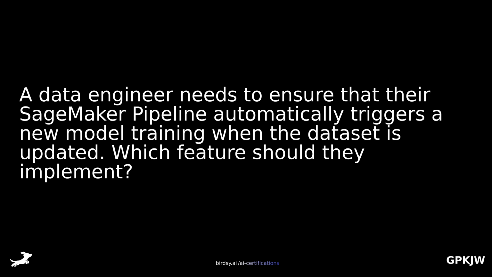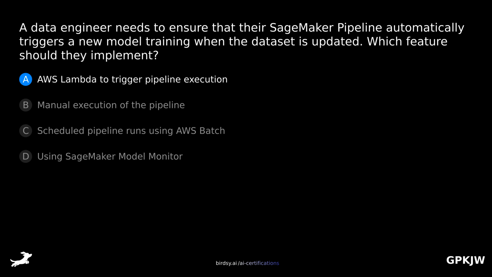A data engineer needs to ensure that their SageMaker pipeline automatically triggers a new model training when the dataset is updated. Which feature should they implement? Is it A, AWS Lambda to trigger pipeline execution? B, manual execution of the pipeline? C, scheduled pipeline runs using AWS Batch? Or D, using SageMaker Model Monitor? The answer is A, AWS Lambda to trigger pipeline execution.